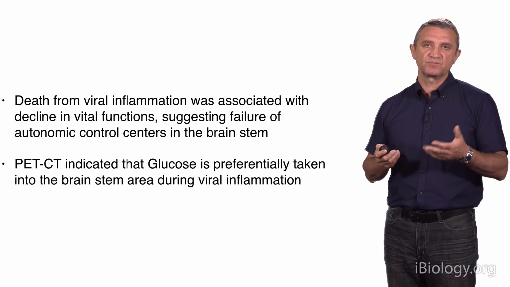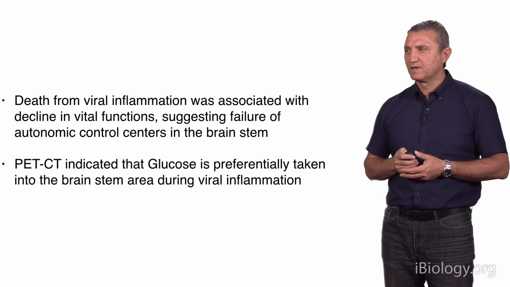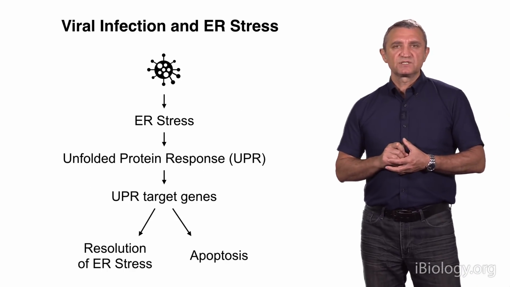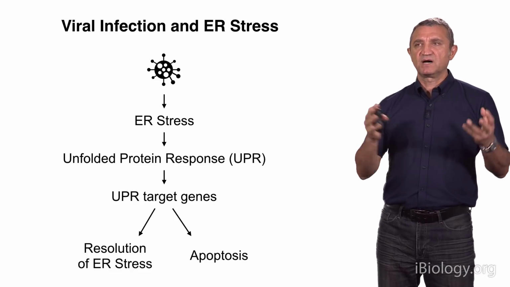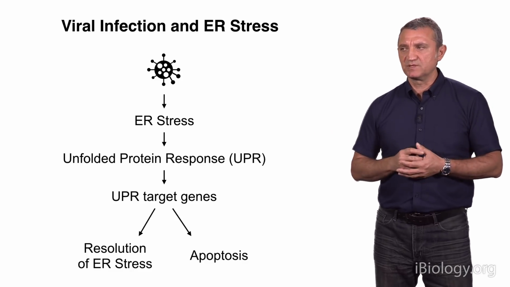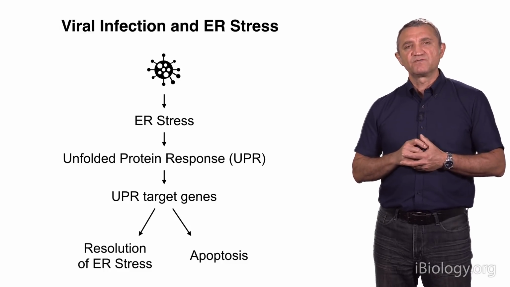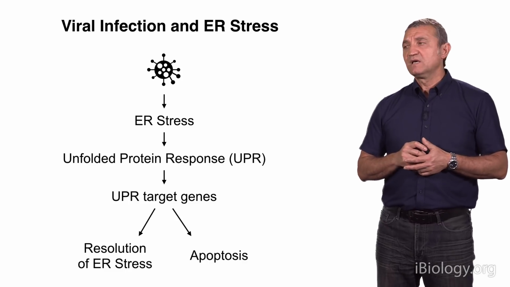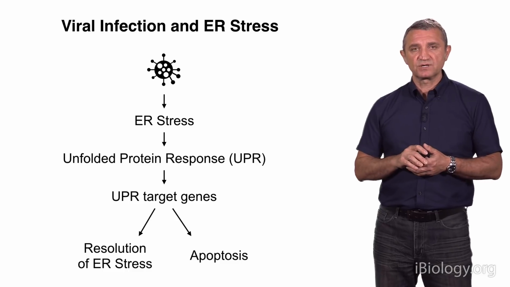And remember, during bacterial inflammation, it was preferentially taken into the midbrain area. So that was puzzling, but suggested a possible scenario where viral infection somehow interfaces with glucose metabolism. And the only type of connection that we could find in the prior literature that would suggest the mechanism had to do with endoplasmic reticulum stress, or ER stress.